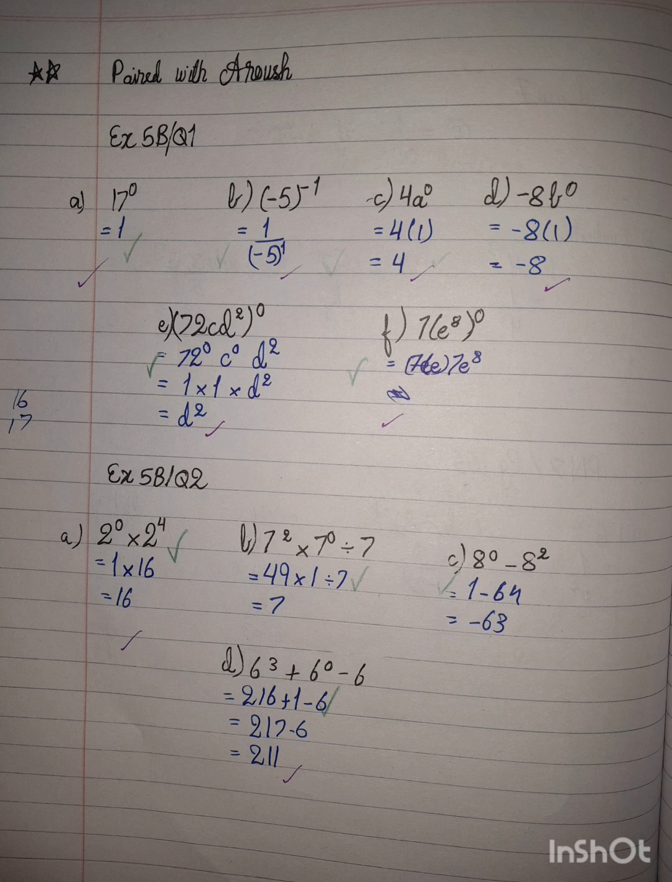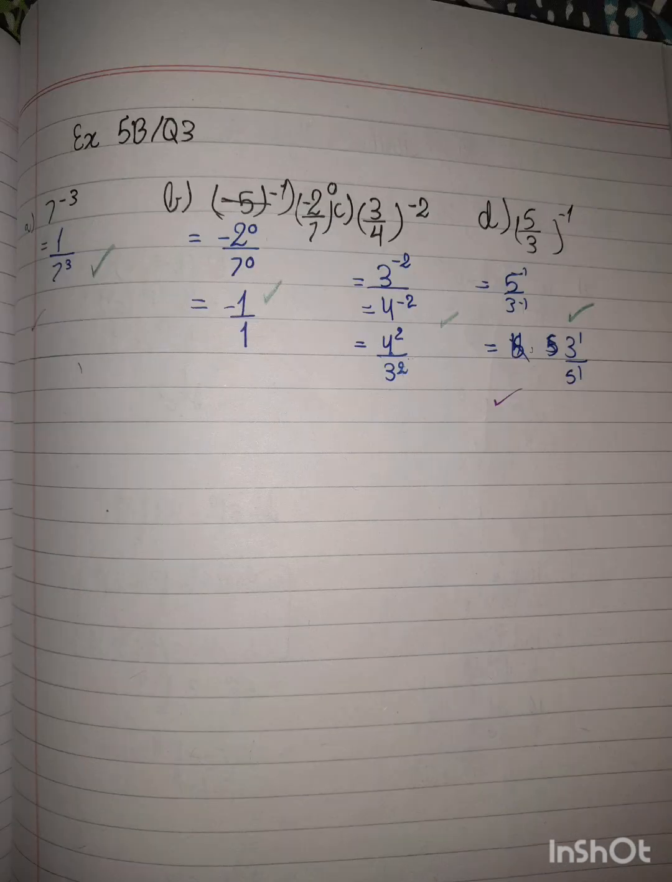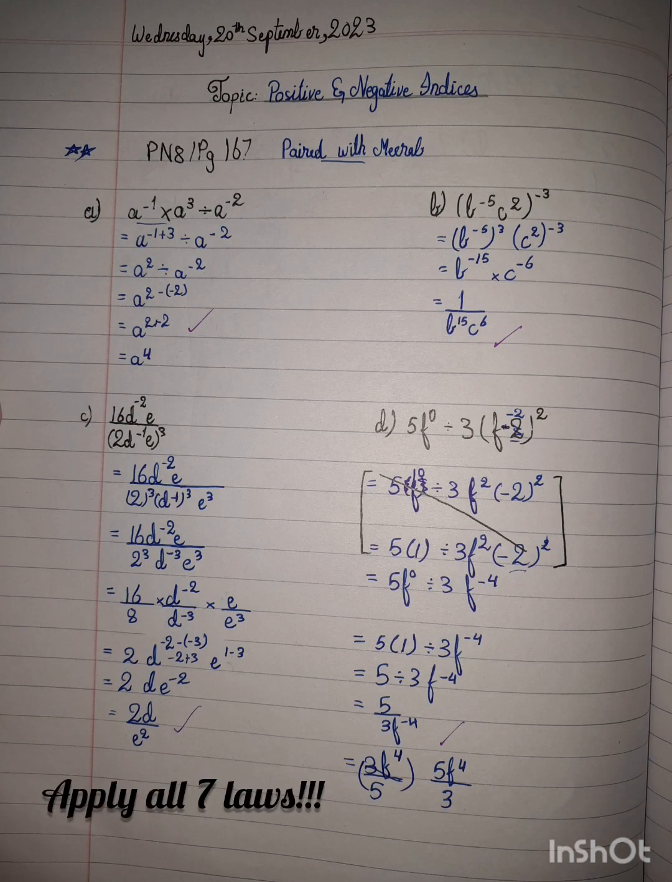So this is exercise 5b, question number 1 and question number 2, based on law number 6 and law number 7. In question number 3, law 6 and law 7 are applied. There is a mistake in B part of the question. Minus 2 by 7 whole raised to power 0 will become 1. So negative 1 will not be in the answer. So moving on to practice now 8.